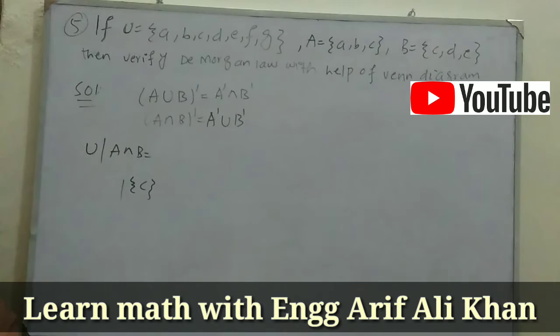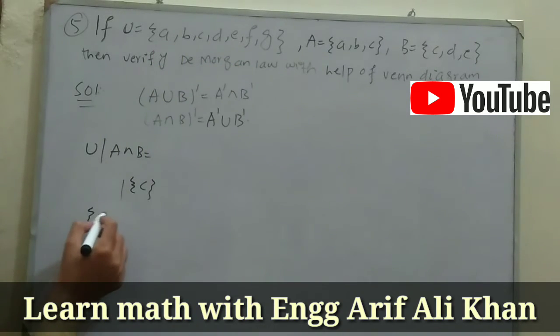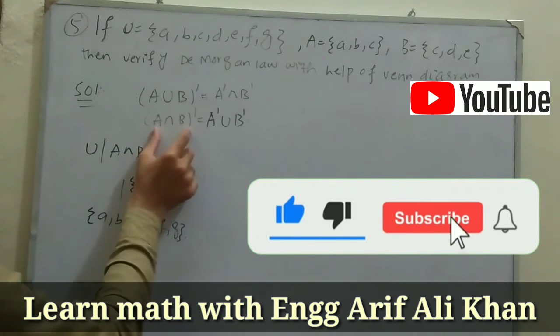And the universal set is A, B, C, D, E, F, G. So ignore the common element of A intersection B, which is C. Here we are left with A, B, D, E, F, G. So the result is A, B, D, E, F, and G. This is A intersection B whole complement on this side.